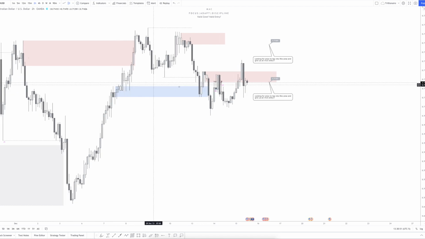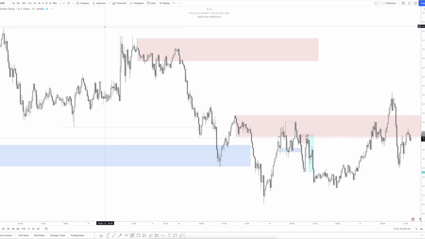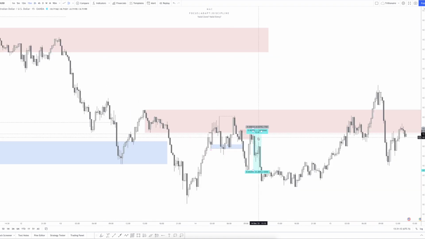Price trades into this demand, we create a failed reaction, and then we have a demand failure here. Essentially, once all that took place, I told you guys, look for price to tap into this area and give us an M15 entry schematic. So for those of you who took advantage of the M15 entry schematic within the Telegram channel, that entry was right here. Price taps into this zone here.